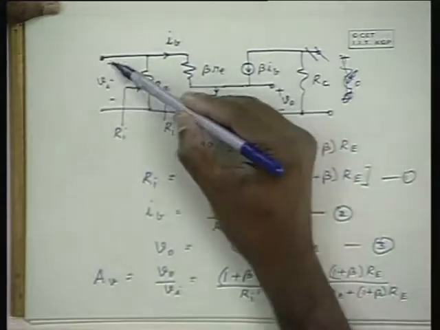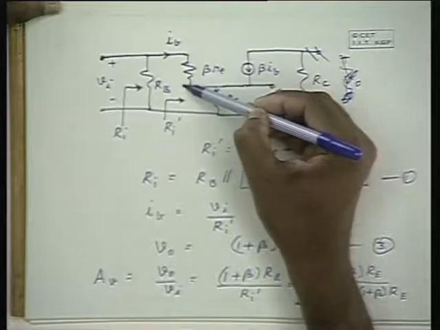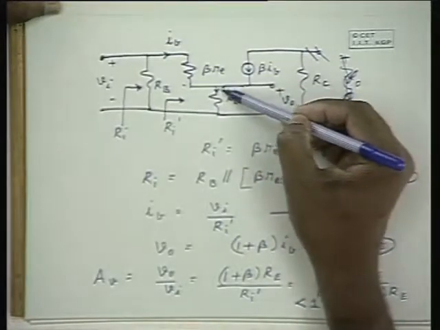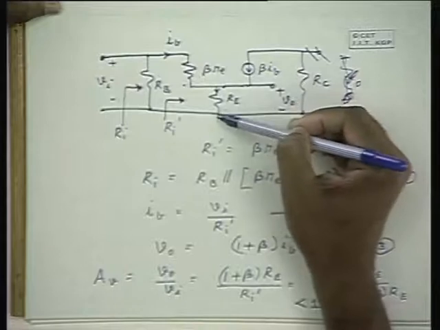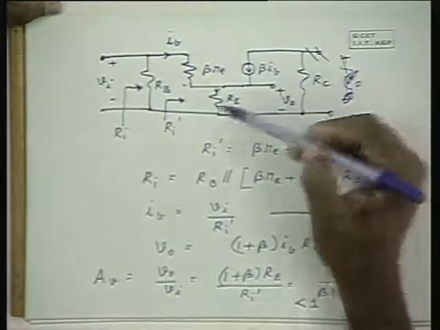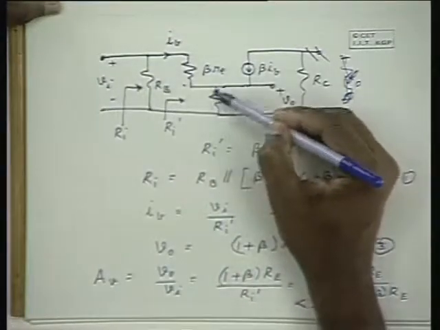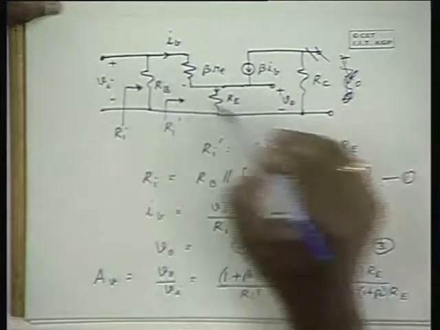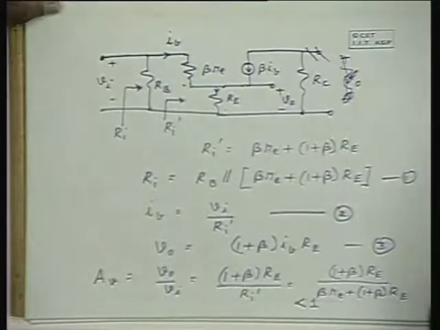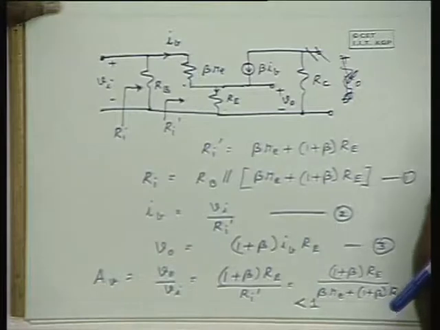It is because this input voltage is getting divided between beta Re and Re into 1 plus beta, and that is the output voltage. Therefore output voltage is a fraction of the input voltage, but that is a large fraction of the input voltage. Therefore voltage gain is almost unity, but actually it is slightly less than unity. We shall continue this discussion in the next class.